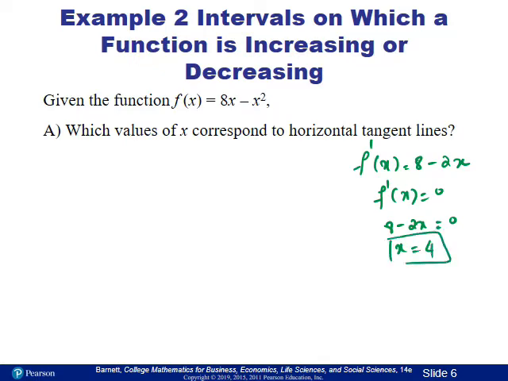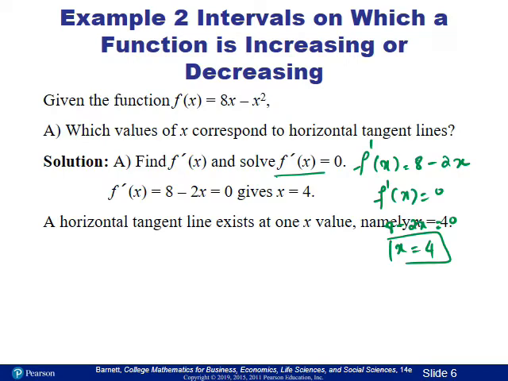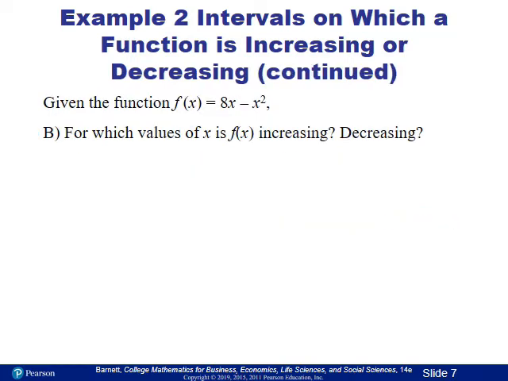So this is a tangent line on a graph. Which values of x correspond to a horizontal tangent? So x equals 4 corresponds to a horizontal tangent. You can see that we put the derivative equal to 0 and we get x equals 4. A horizontal tangent line exists at one x value, namely x equals 4.